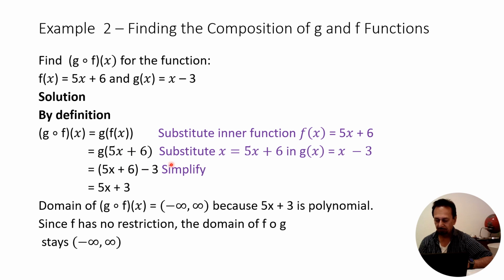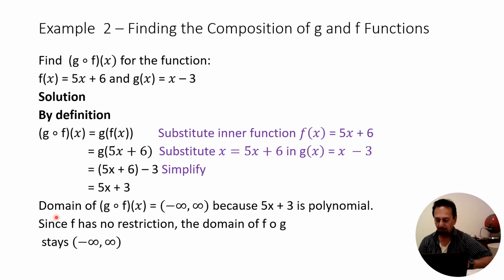So to do that one, we substitute 5x plus 6 in whatever g of x is equal to. G of x equal to x minus 3. So we're going to replace this x with 5x plus 6. And we write here. So we have 5x plus 6 minus 3. Now we remove the parentheses and simplify. So we get 5x plus 6 minus 3 is 3. So the composition of g and f is 5x plus 3.